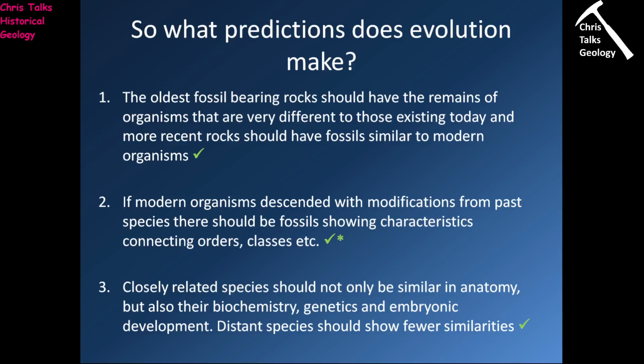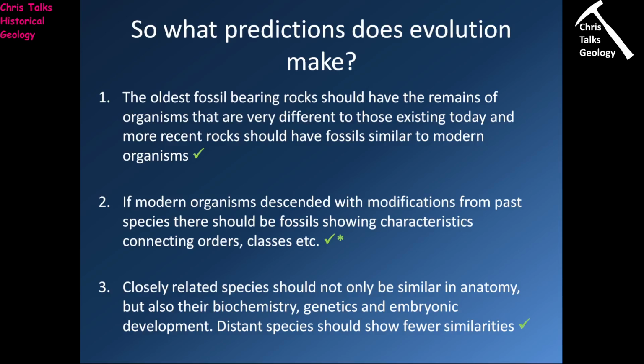So what predictions does evolution make? Okay, so prediction number one. The oldest fossil-bearing rocks should have the remains of organisms that are very different to those existing today, and the most recent rocks should have fossils similar to modern organisms. Well, that kind of makes sense, doesn't it? You would assume that modern organisms will be most closely related to the most recent fossils. And do we see that? The answer is a resounding yes.